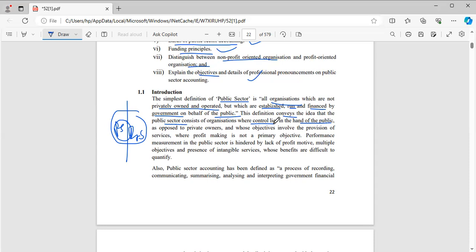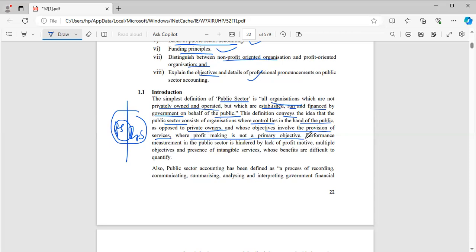That is why, at the end of every year, government reports to us what we have used our money for. So if we are not the owners, why is government reporting to us? If we are not the owners, why is government demanding money from us to finance the business? So we are technically the owners, but government is only acting as a custodian to those organizations. Now, it is as opposed to private owners, and its objectives involve the provision of services, where profit making is not a primary objective.